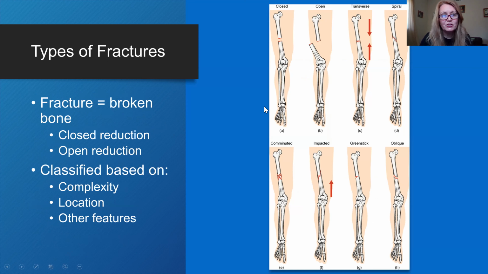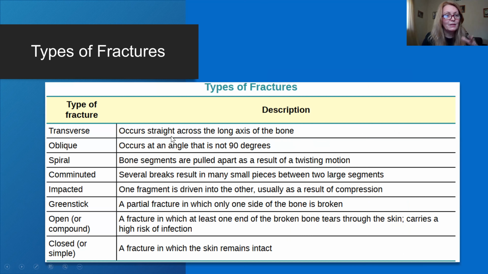Very quickly, types of fracture. Fracture means broken bone, and it can be classified based on type of fracture: is it open, sticking through your skin, or not? It can be classified by complexity, location, other features. So really, classification of bone fractures is pretty complicated. If you look at this diagram here, you can see we have transverse fracture, oblique, spiral, comminuted, impact, greenstick, open or compound, closed or simple. So take a minute, pause here, and read the description.